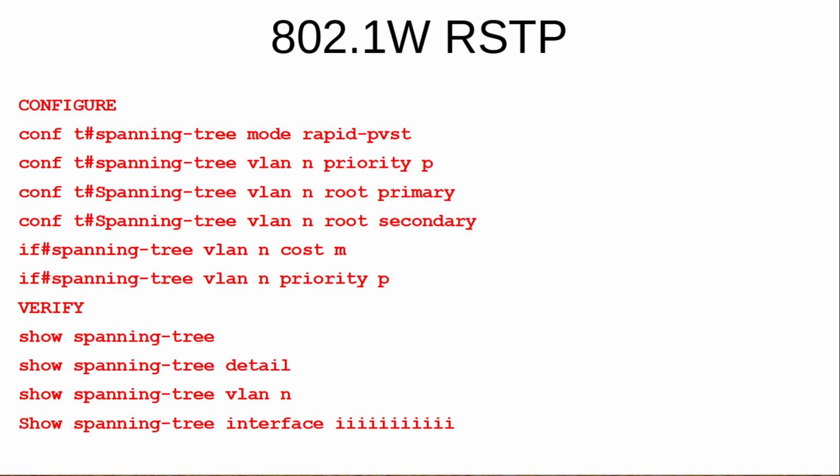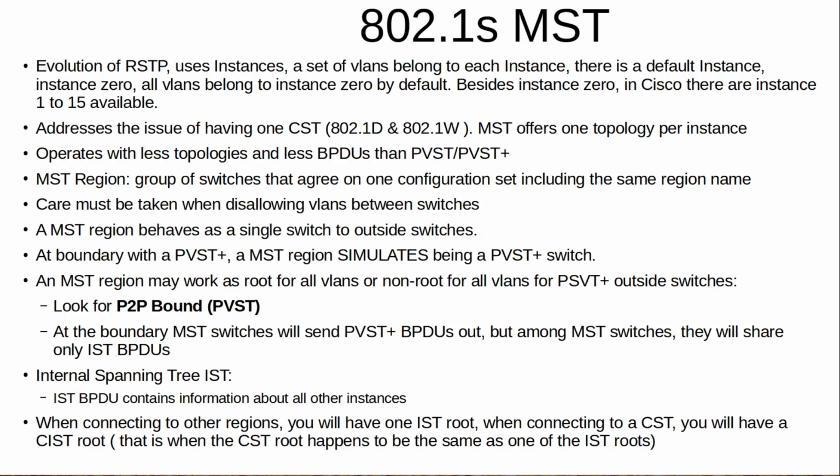In order to verify, you will have to use show spanning tree or show spanning tree detail, show spanning tree VLAN, show spanning tree interface. Multiple spanning tree is an evolution of rapid spanning tree. It uses instances. Sets of VLANs can belong to each instance. There is a default instance, which is instance 0. All VLANs belong to instance 0 by default. You have instances 1 to 15 available besides instance 0.